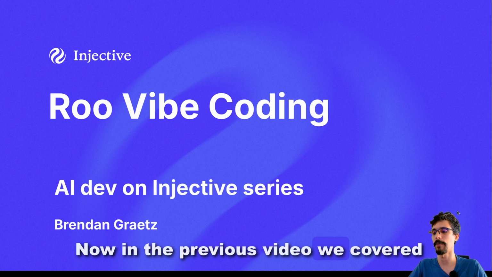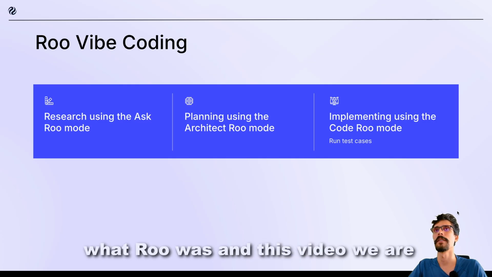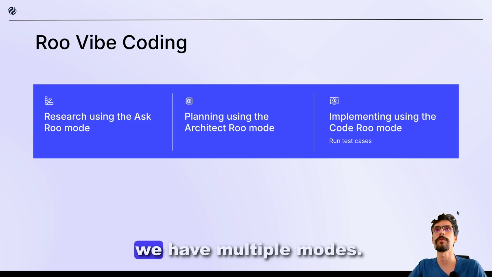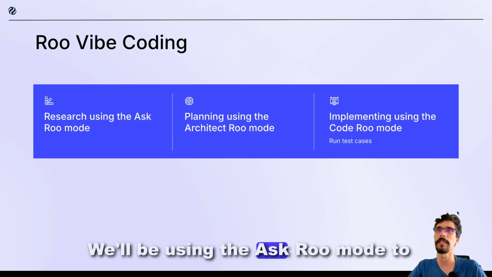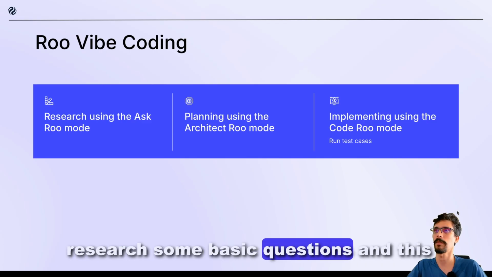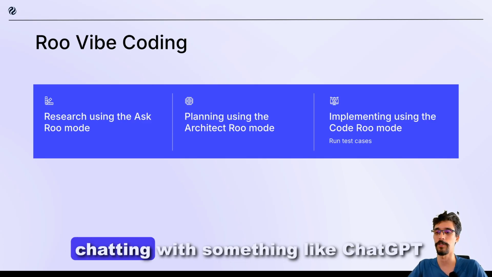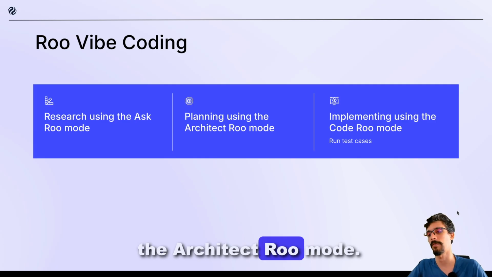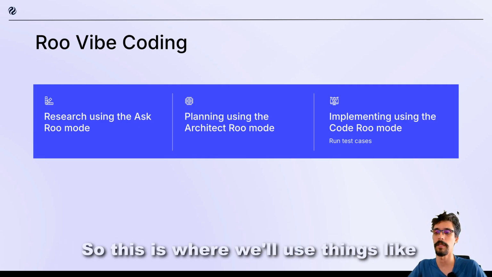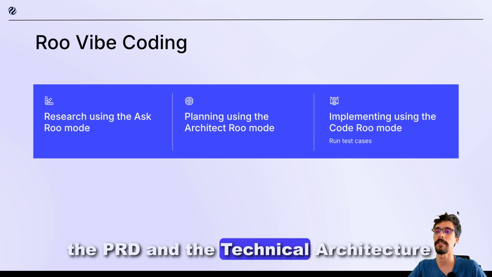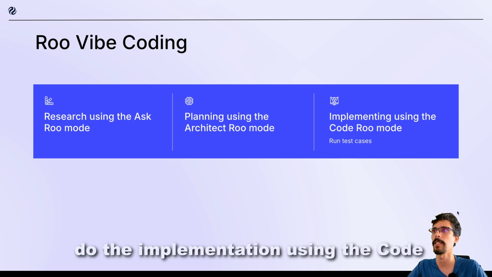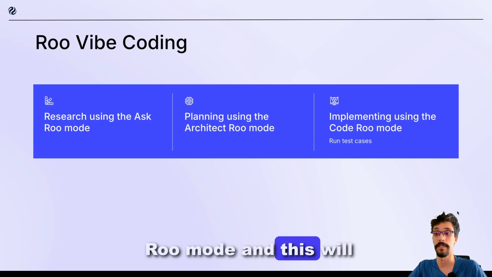Now in the previous video we covered what Roo was, and in this video we are going to be doing three things. Within Roo we have multiple modes. We'll be using the Ask Roo mode to research some basic questions, and this is going to be pretty similar to chatting with something like ChatGPT. And then we'll do some planning using the Architect Roo mode. So this is where we'll use things like the PRD and the technical architecture documentation, and even generate a task list. And then finally we'll do the implementation using the Code Roo mode, and this will include some test cases.